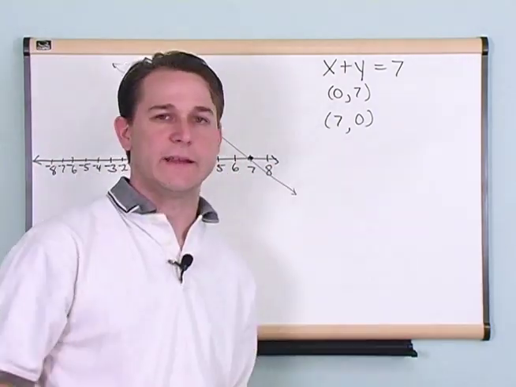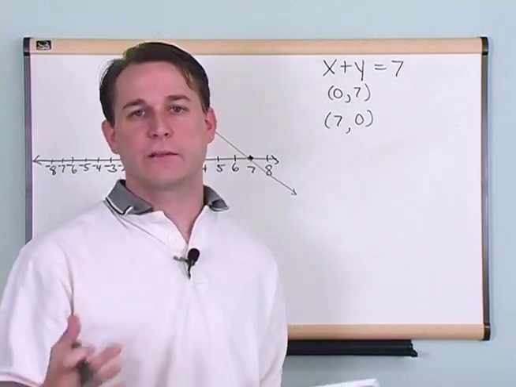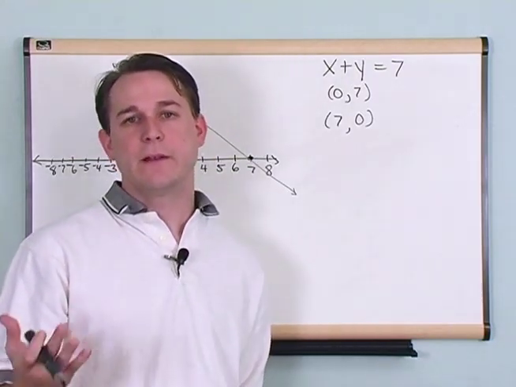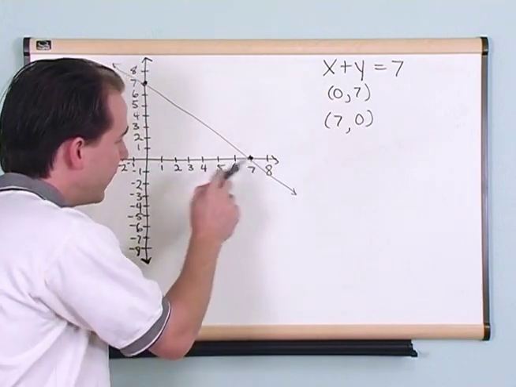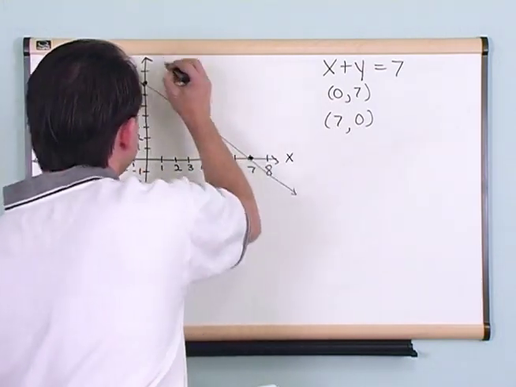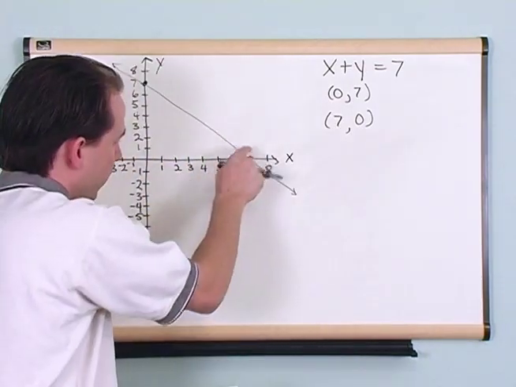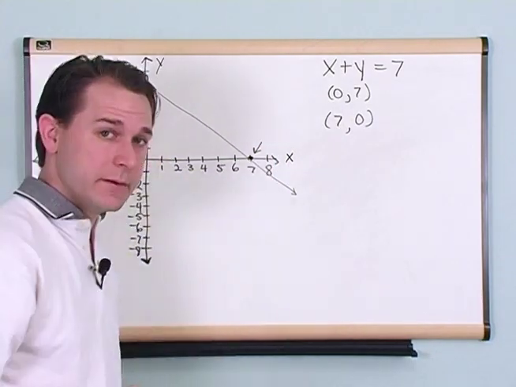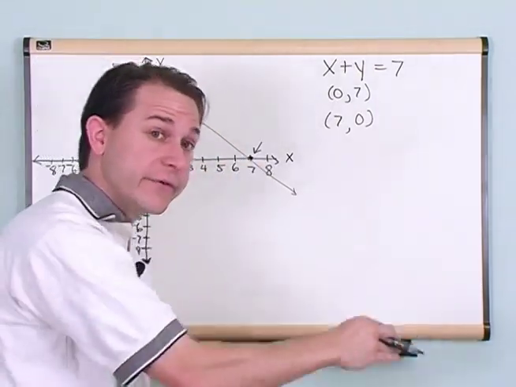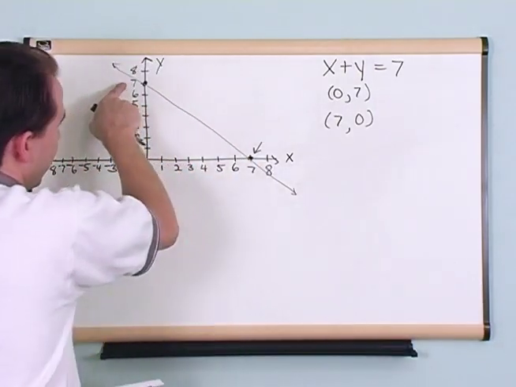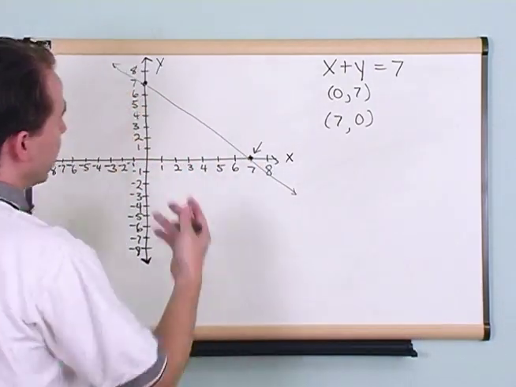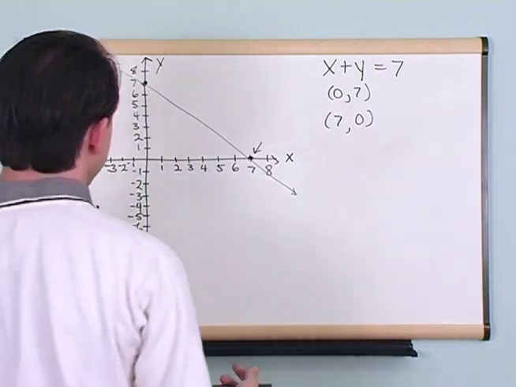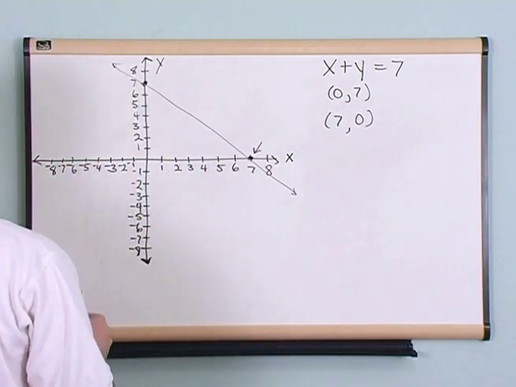This solution technique, or plotting technique really, is called the intercept method. You basically are trying to find the two intercepts here. Remember, this is the x-axis and this is the y-axis. This point right here is called the x-intercept because it's where the line intercepts the x-axis. This point is called the y-intercept because it's the point where the graph intercepts the y-axis.